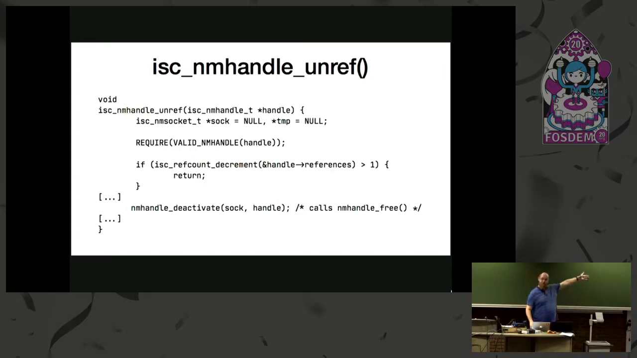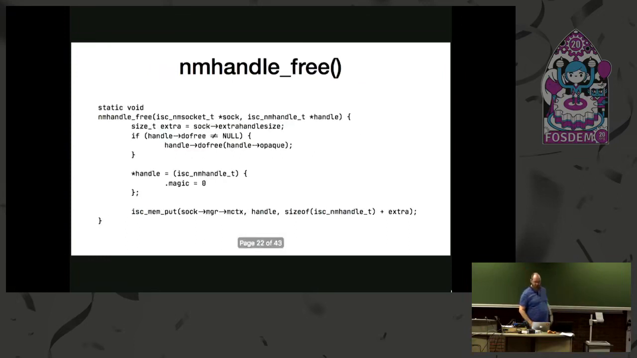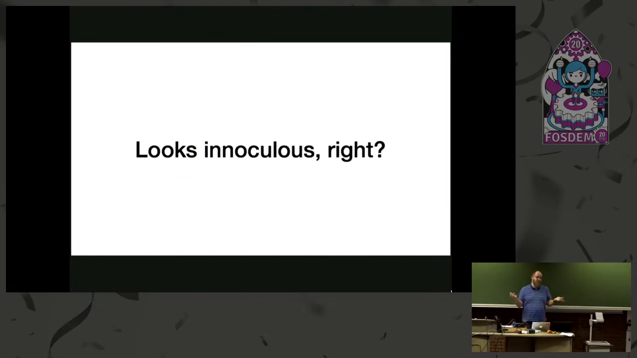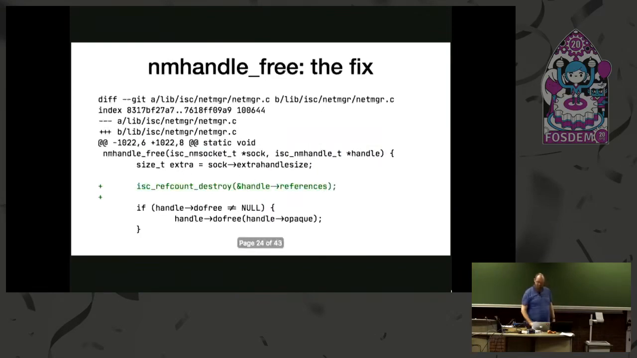It properly uses the reference counting. And then the free function, which is called here, just clears the resource, and the memput is basically the ISC version of free. And still there's a data race. It looks innocent, of course, right? So the fix is to add a destroy to the reference handle.